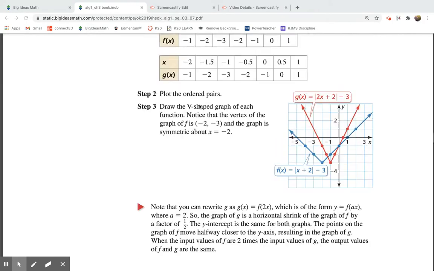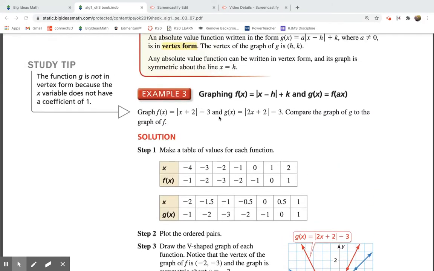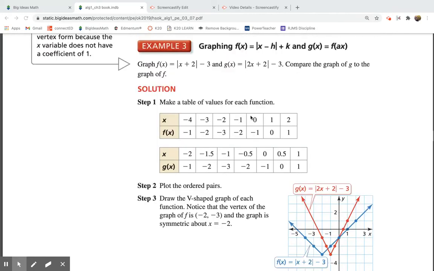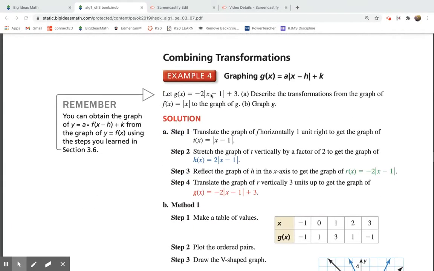Now, I do want to come back up and look for a second because I don't want y'all to get confused that up here, the reason it only was a horizontal shrink was because this was the parent function. It already had all this going on in the original function. The only change was times this 2. Down here on example 4, we have a lot going on because it started out just x. We have all this stuff being added, so we have several transformations happening. So they're asking us to describe them, then graph g.